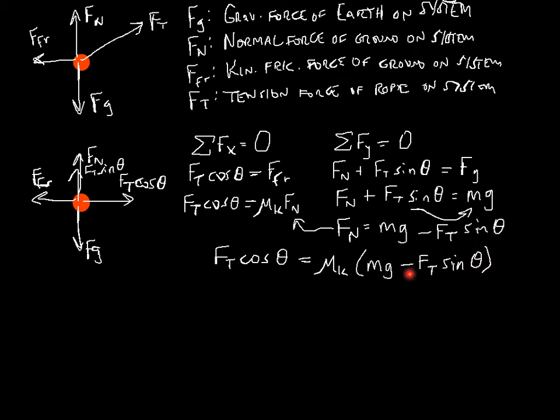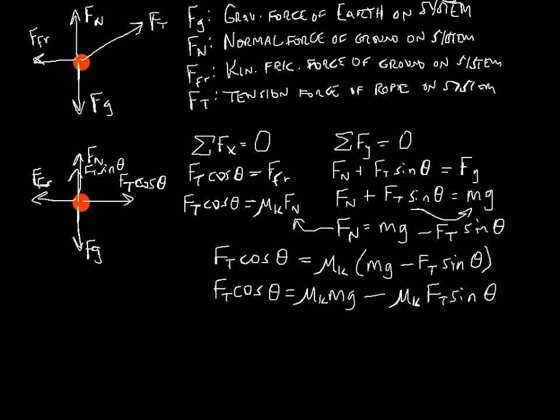So this whole equation only has one unknown in it, which is the Ft, but that shows up in two places. So we need to get that one thing that we're looking for over on one side of the equation. So the first thing I'm going to do is just distribute. Ft cosine theta is equal to mu k mg minus, and we're going to distribute the mu k on the second term also. So mu k Ft sine of theta.